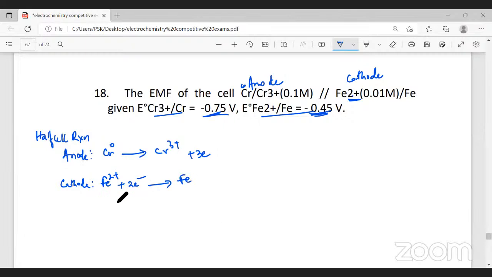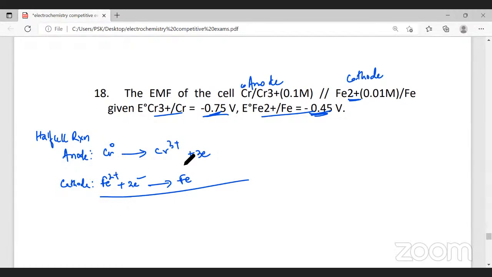Now just observe this reaction and tell me whether the electrons are balanced. No, sir. In order to balance the electrons, we multiply this equation by 2 completely, and we multiply this equation by 3. When I multiply this by 2, I get 6 electrons. Here also 2 into 3 is 6 electrons. So what will the overall reaction be?